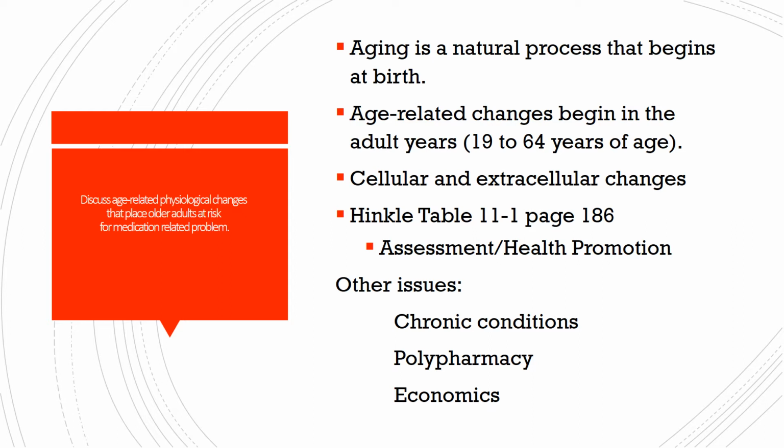In your MedSurg textbook on page 186, there is a table that goes through the systems, describing what kind of changes can happen. It's an excellent table to look at, because it gives you an idea of what we need to assess with the patient, everywhere from the cardiovascular system to the respiratory system, every system is listed. It also gives you pointers on how we can promote health for our geriatric patients in the care of each of those systems.